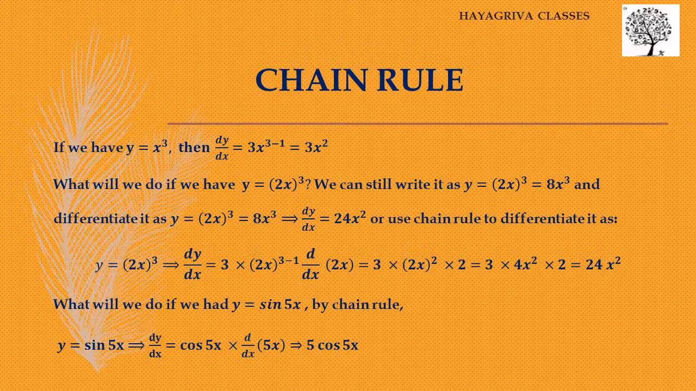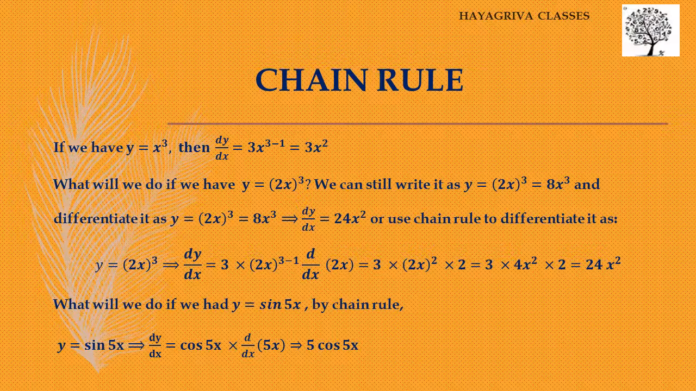So look at this. Y is equal to 2x cube. So what we do first is, think of this like some x power n. So 3 into, instead of x you have 2x now. So 2x power 3 minus 1. But we don't stop with this. Instead of x, now we have 2x. So we go one step further and multiply by the differentiation of 2x. The differentiation of 2x is 2. So the function becomes now, after differentiation, 3 into 2x the whole square into 2.